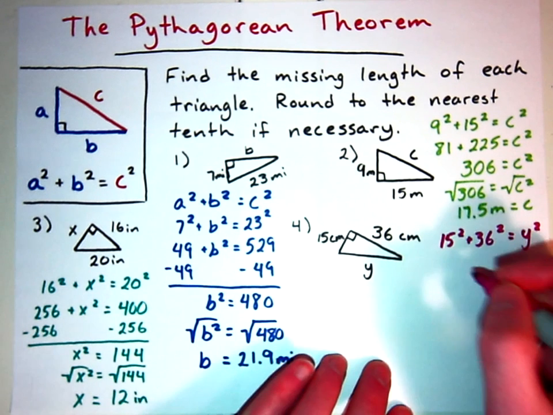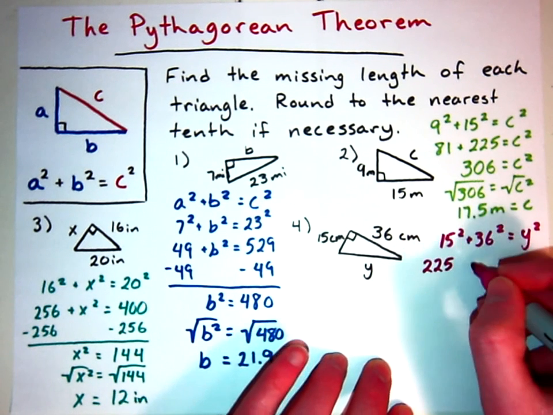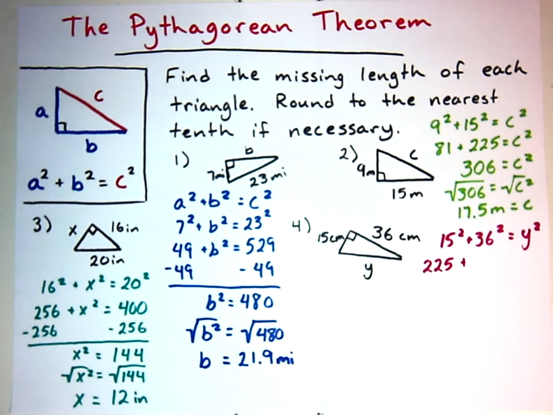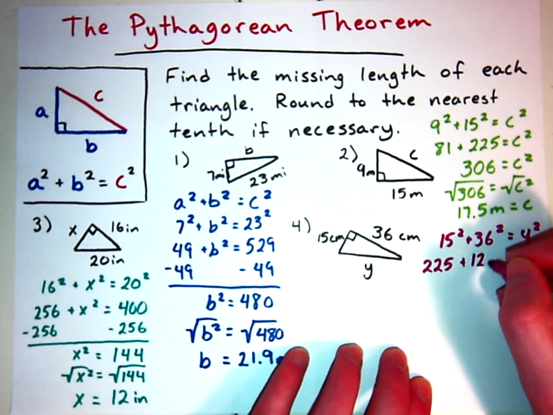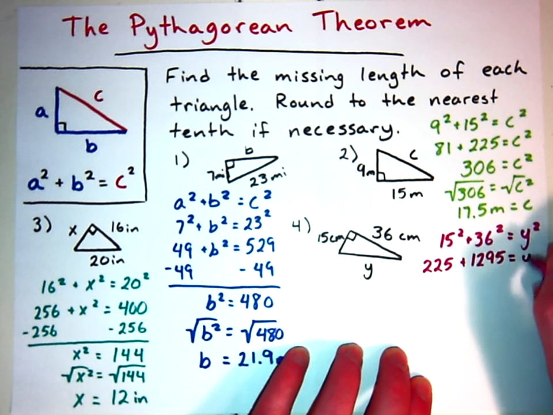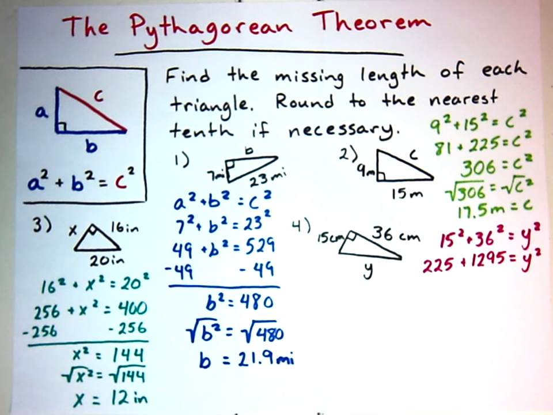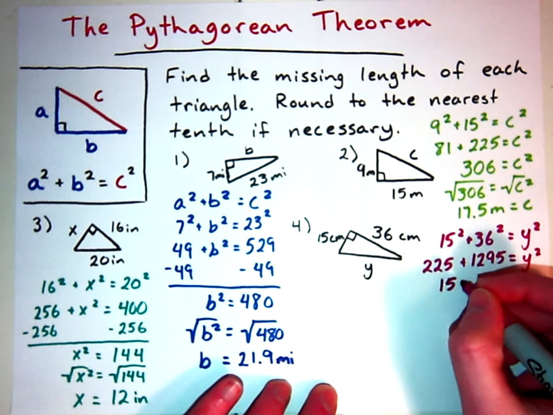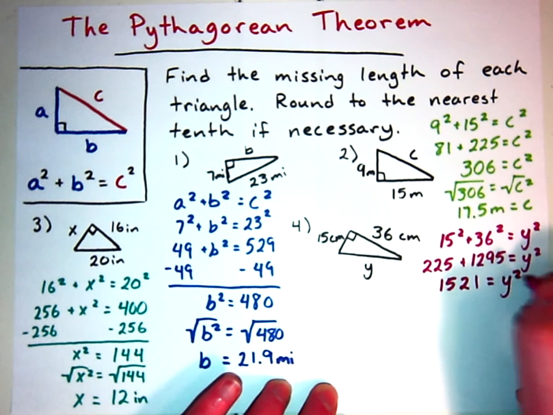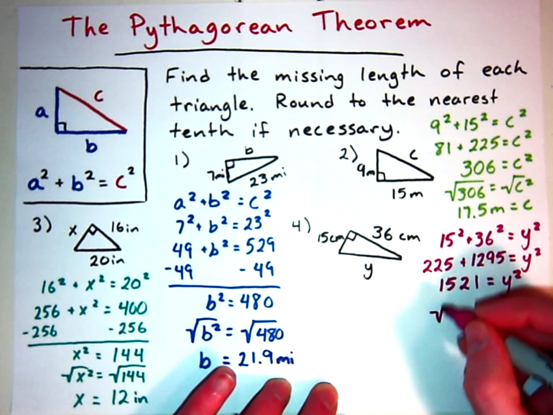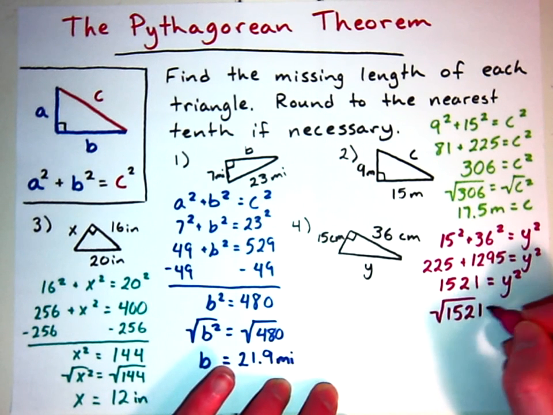Okay, so 15 squared, we already discovered earlier, is 225. Okay, and then we need the square of 36. So 36 to the second power is 1,296. That equals y squared. Okay. Well, since those are on the same side of the equation, our two constants, then we add them together, getting us 1,521 equals y squared. Well, again, we need to find the square root of these values because I need to undo y being squared.